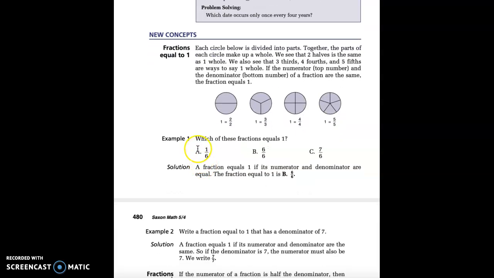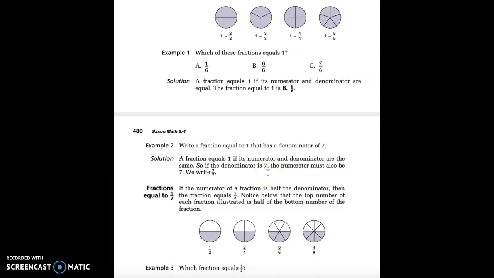Which of these fractions below is equal to 1? We know when our numerator and our denominator are equal to one another, then they are equal to 1. So again, 6 out of 6 is 1. 1 out of 6, or 1/6, is just 1 piece out of 6 total, so that's a pretty small fraction. Here we have 7/6, where our numerator is greater than our denominator. This number is going to be greater than 1.